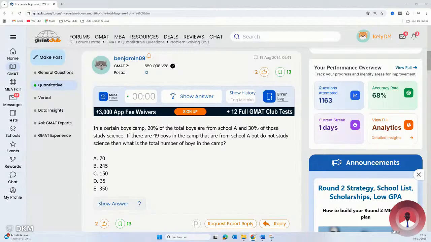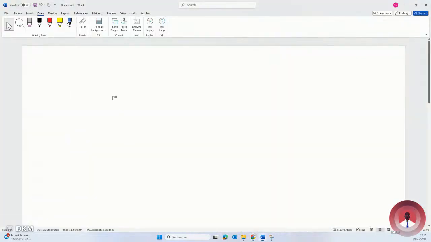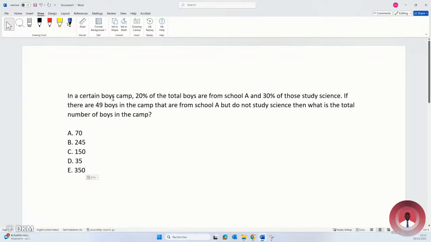Welcome back. So today we are going to solve some easy questions on the quantitative section of the GMAT Focus. So let's take the first question here. Let me just copy it, put it in my Word document so that I'm going to be writing and showing my reasoning.